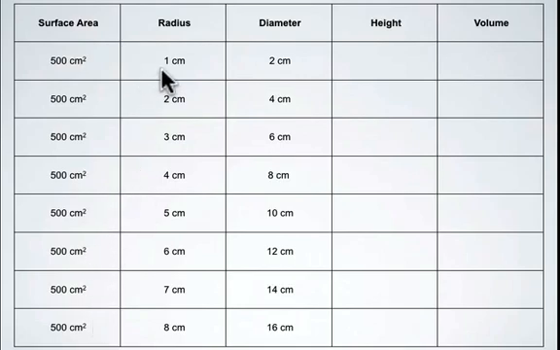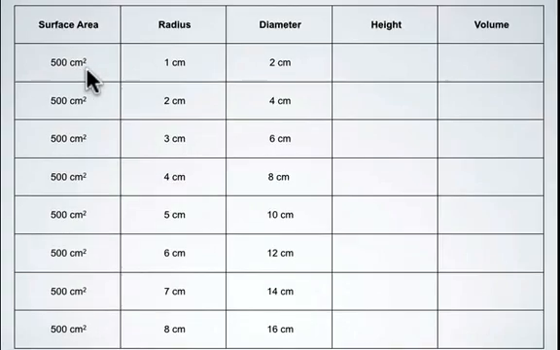So we're going to begin by choosing a radius of 1 centimeter, which is the same as a diameter of 2 centimeters. And we're going to try and figure out the height and the volume in that situation, remembering that the surface area is fixed at 500 centimeters squared.